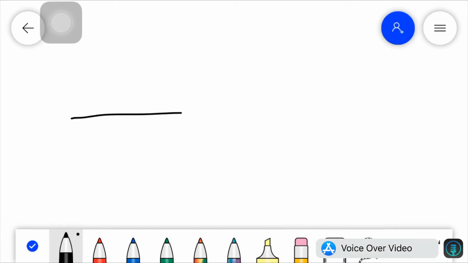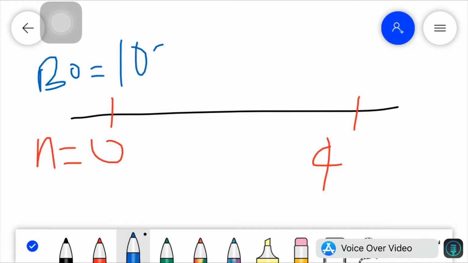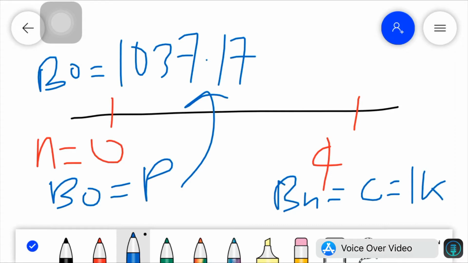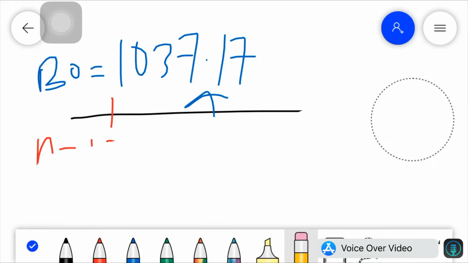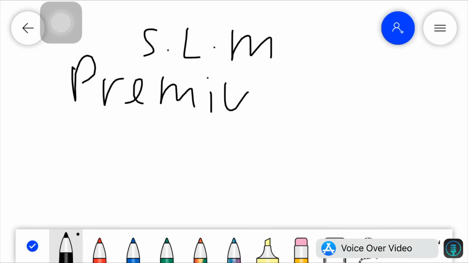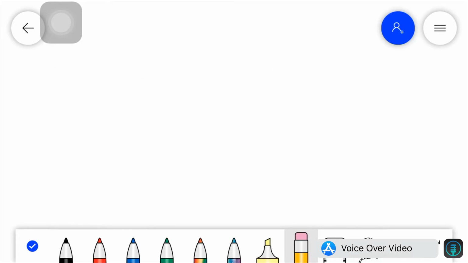So in the straight line method, we draw the timeline first from 0 to 4. This is n, and B naught equals 1037.17. We know that B naught equals the price of the bond, P, and Bn or B4 equals the redemption value. Next we are going to calculate the premium. In the straight line method, we assume that the premium is the same, so all the premiums will be the same. We just need to calculate the premium once and use it in all the formulas.